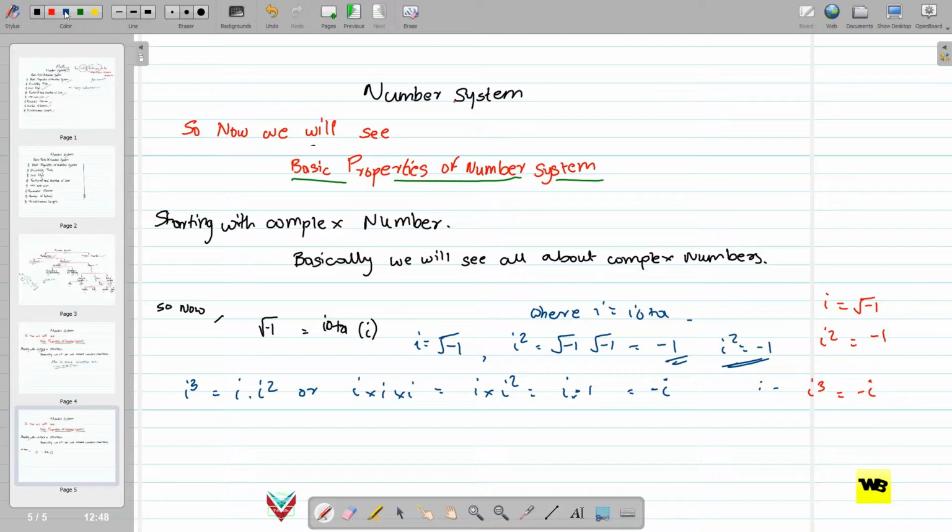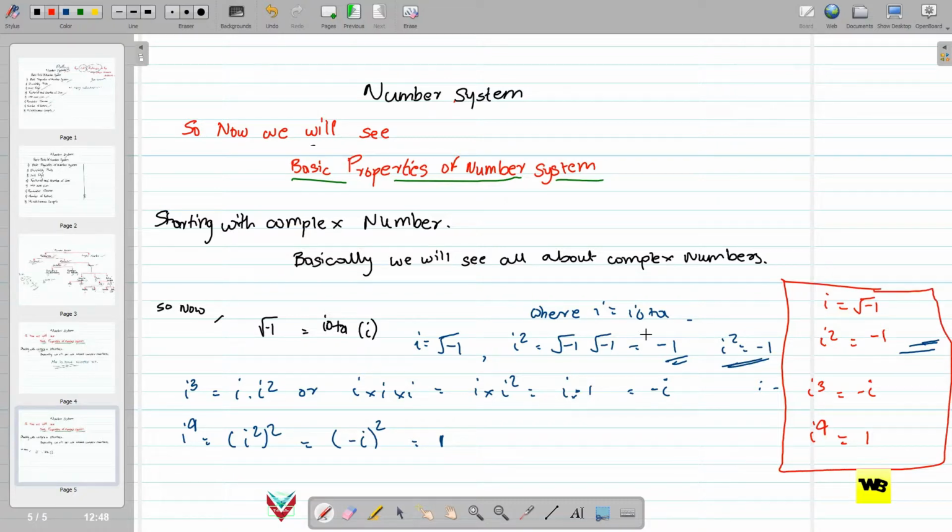Now we will see what i raised to 4 will be. i raised to 4 will be i square the whole square, that is minus 1 the whole square, which means it will be 1. So i raised to 4 equals 1. We should remember this table: i equals root minus 1, i square equals minus 1, i cube equals minus i, and i to the 4 equals 1.